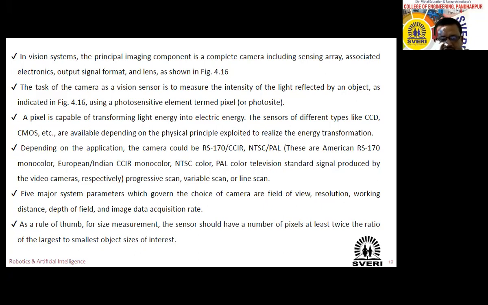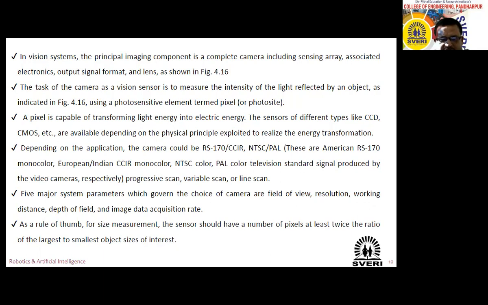A pixel is capable of transforming light energy into electric energy. The sensors of different types like CCD or digital camera, CMOS, etc. are available depending on the physical principle exploited to realize the energy transformation.